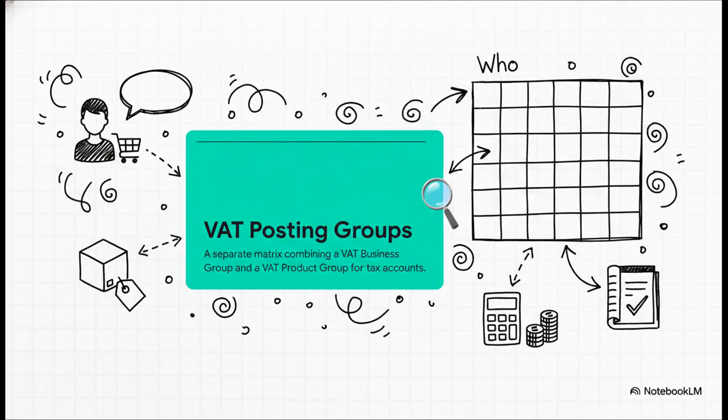So first up, the VAT posting groups. And guess what? They use that exact same who and what matrix logic we just learned. It's just a separate matrix built specifically for calculating and posting taxes. So you already know how this works. It's just for a different job.